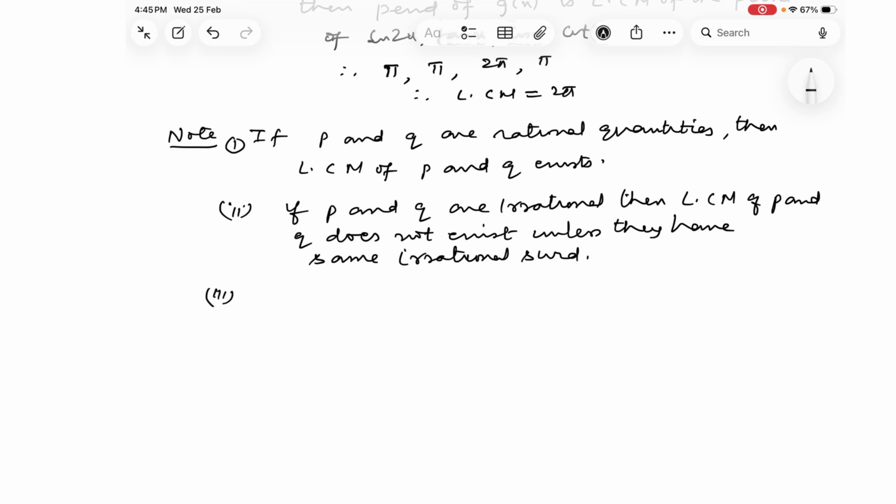Third important point in this is that the LCM of a rational and an irrational is not possible.